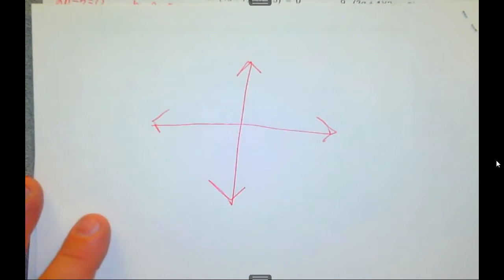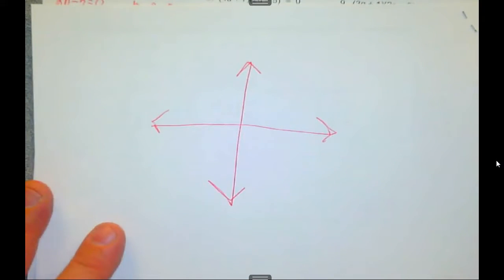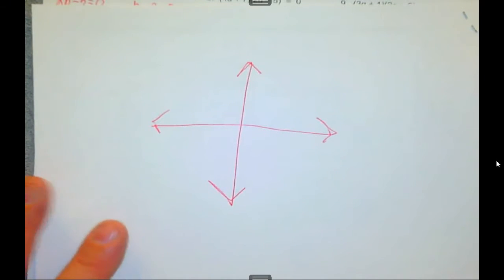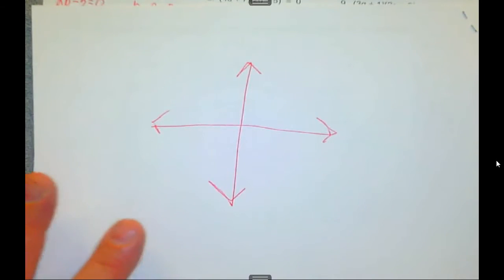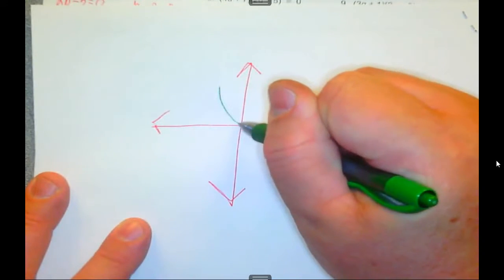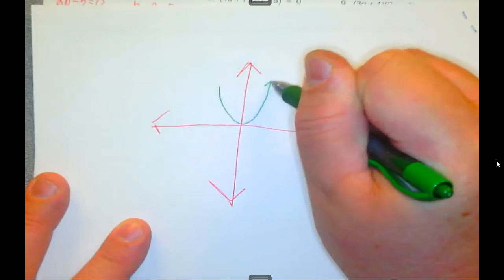When we graphed a quadratic, we had a whole unit on this. What did it look like? I'll give you a hint. A U, right? A U. This was the parent graph, y equals x squared.